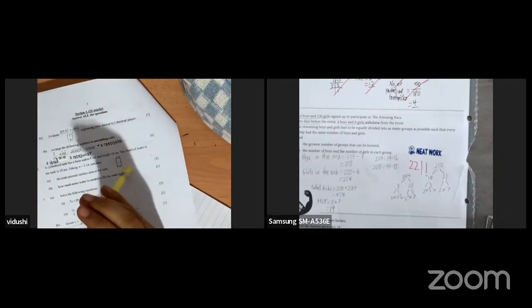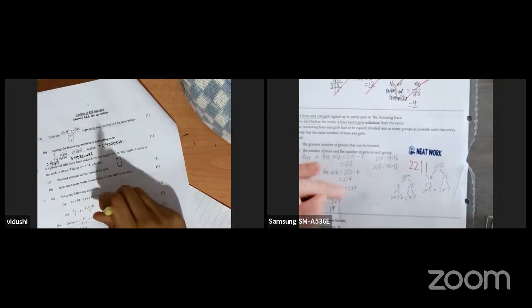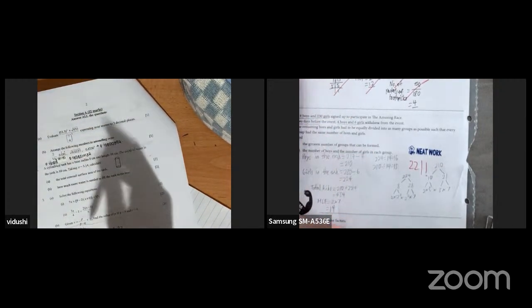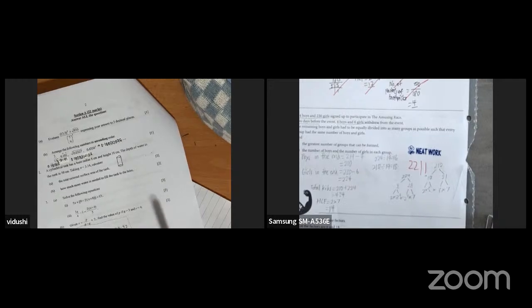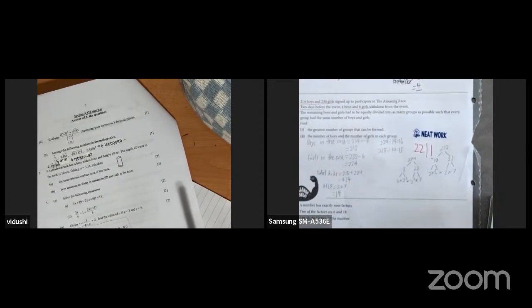And then I'm going to look at question A and B. Question A is the greatest number of groups that can be formed. Question B, the number of boys and number of girls in each of those groups. And then I'm going to look at these three numbers, and figure out which one is which using my logic. Okay, you think for a while and then you make your decision. I'm not going to tell you anything else.